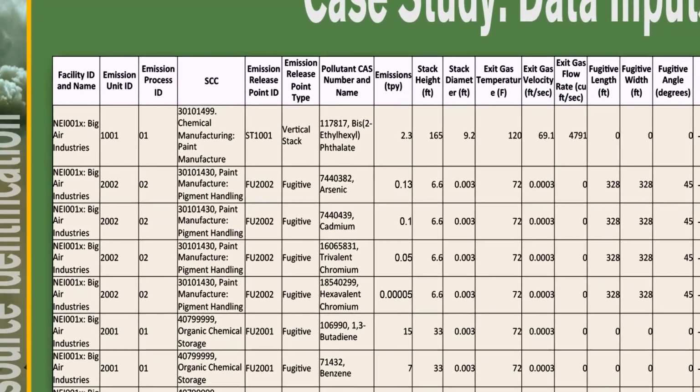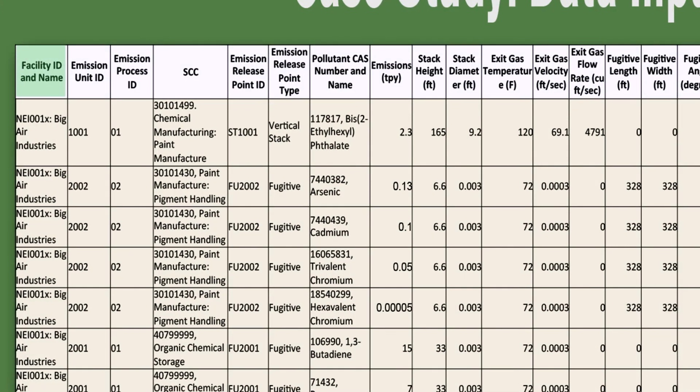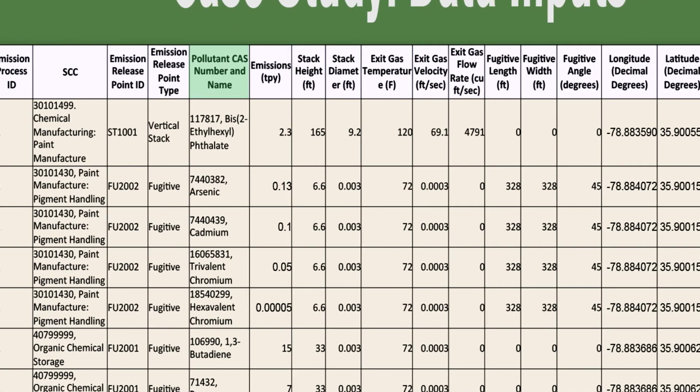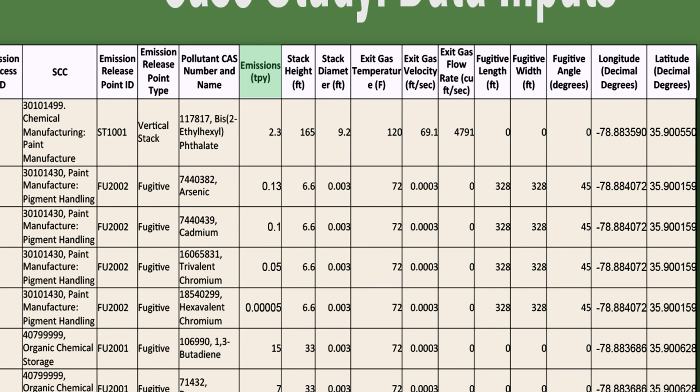So we're going to look at our data inputs for the paint manufacturing facility. If we look at the top row going across, we have the facility ID and name, the emission unit ID, so we have 3 emission units, the paint manufacturing unit, the storage tanks, and the pigment grinding units. We have emission process IDs. We have the source classification codes that tell us about the specific unit, the emission release point ID, the emission release point type, the pollutant CAS number and pollutant name, the emissions, and then the stack parameters and the fugitive parameters, and the latitude, longitude of each of the release points.